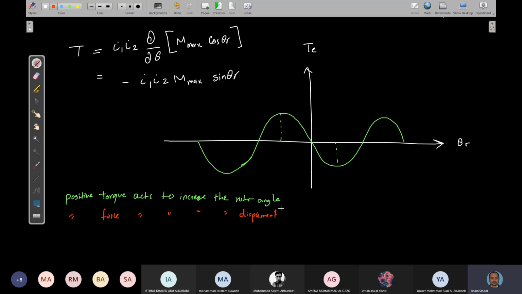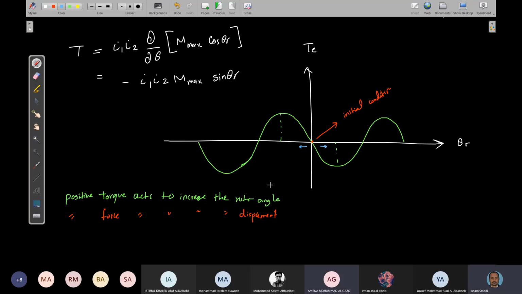So now let's see. If the torque is changing, let us assume a positive torque is changing. Let's assume this is my initial position, my initial condition, and I'm making a change in the torque. So I will impose a positive torque. The positive torque will act to increase the rotor angle, so I will go to this side, according to our definition of the positive torque here.